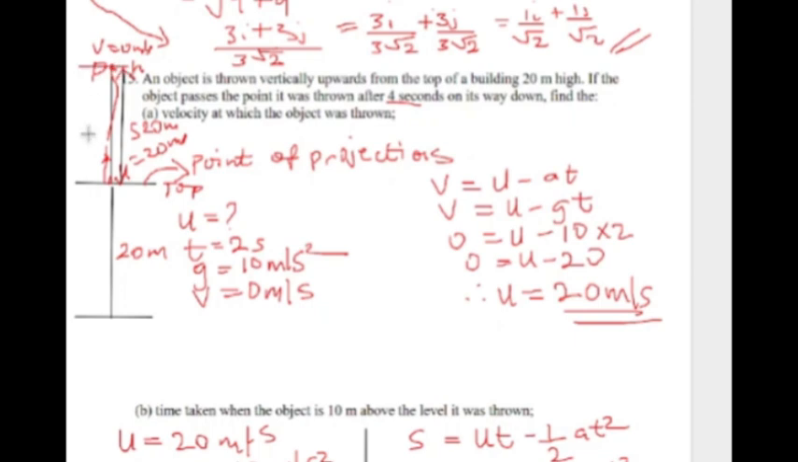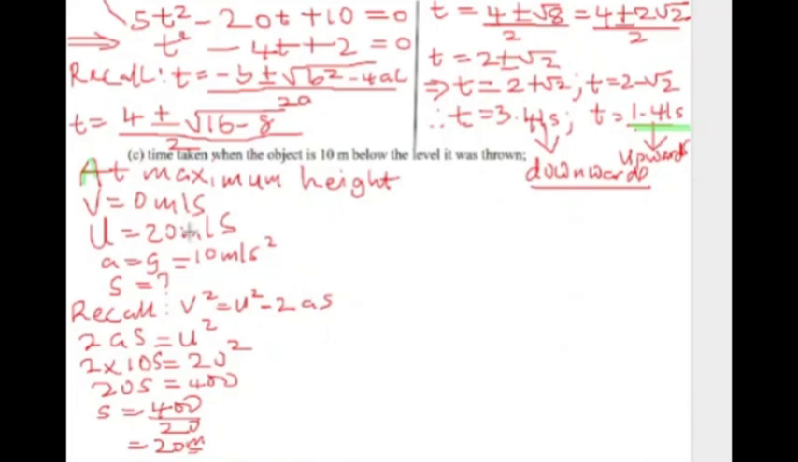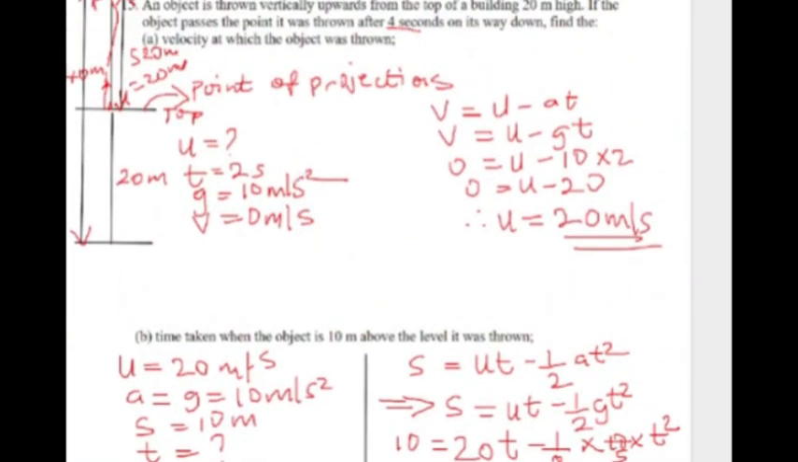So basically telling us that the full height from here to here is actually 40. Because the object was thrown upwards from a height of 20 meters, if we add the 20 from that height to the maximum point, it means that everything from the top to the bottom is 40 meters. And the question is telling us that the time taken when the object is 10 meters below the level it was thrown. So if we get to our diagram, that is around this point.